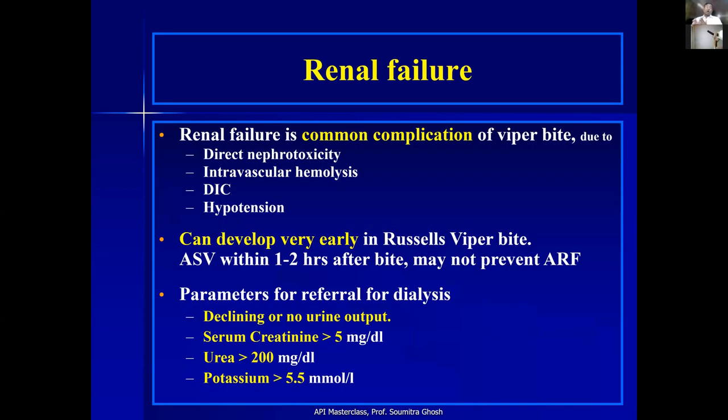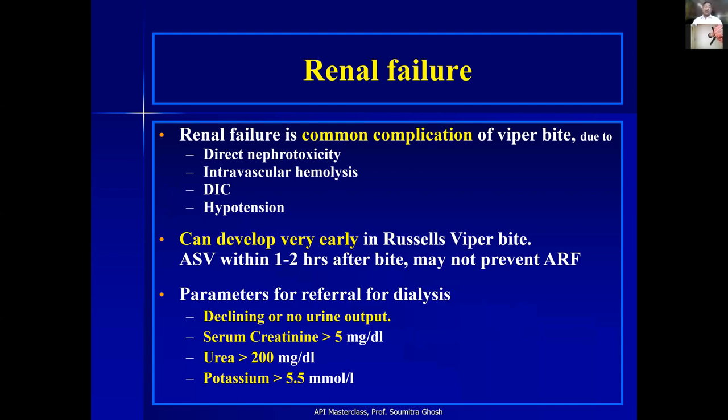So renal failure is a common complication of viper bite because of the direct nephrotoxicity, and can develop very early. If we give ASV within 1 or 2 hours, then also we can have this renal failure because it is a direct nephrotoxicity. So early giving of ASV cannot prevent ARF. Intravascular hemolysis is also important for development of this renal failure, and the DIC, hypotension, pre-renal, renal, everything contributes to this renal failure.